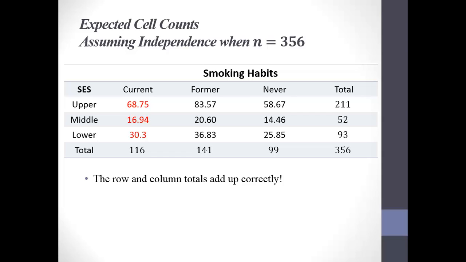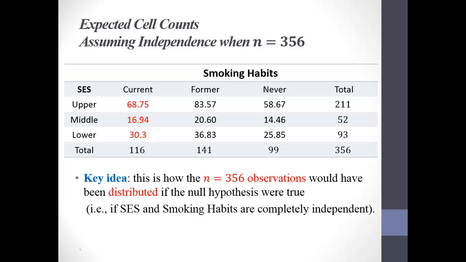All right, so where are we going here? The key idea is that if I really do have 356 people, and if these variables really are independent, so if SES really is independent of your smoking habits, then this is kind of how many I will have in each group. So that's how these 356 people would be distributed across this table if these two things really are completely independent.